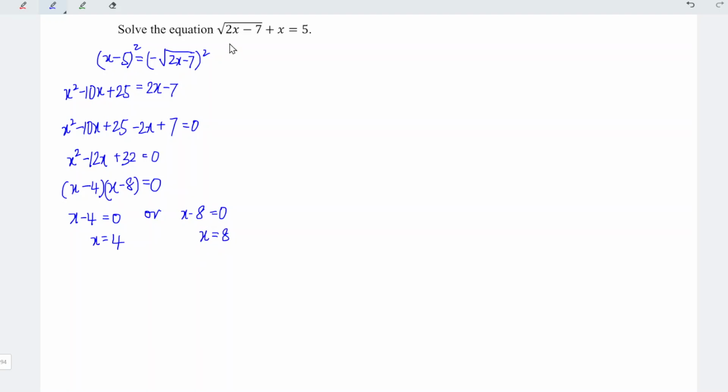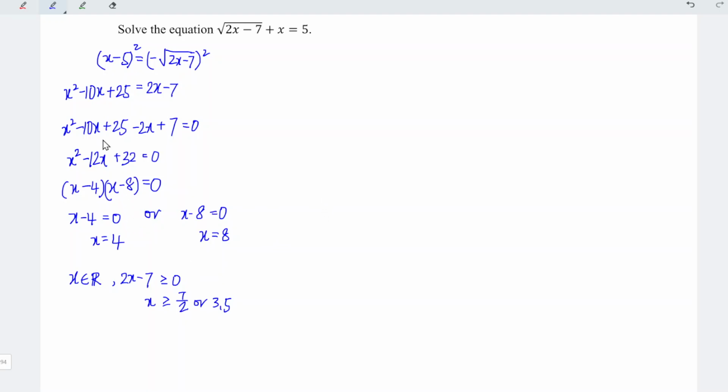For questions with radicals, we should check the domain. For real numbers x, 2x minus 7 must be non-negative, which means that x must be at least 7 over 2, or 3.5. We check that x equal to 4 and x equal to 8 are both more than 3.5, so we can accept both answers.